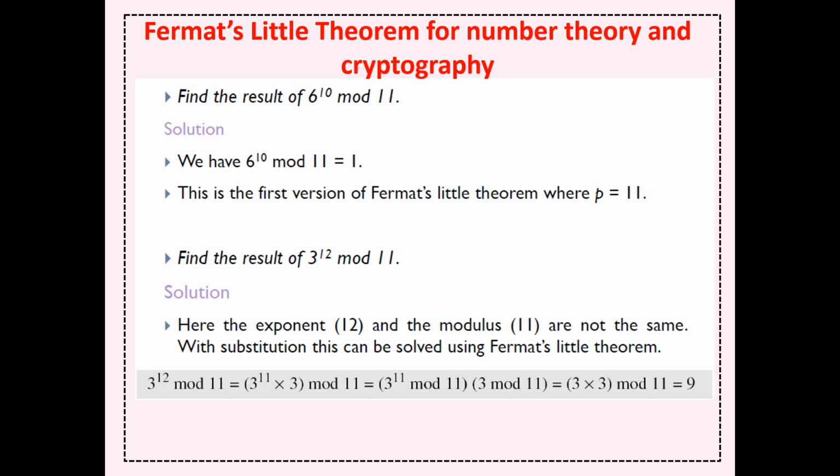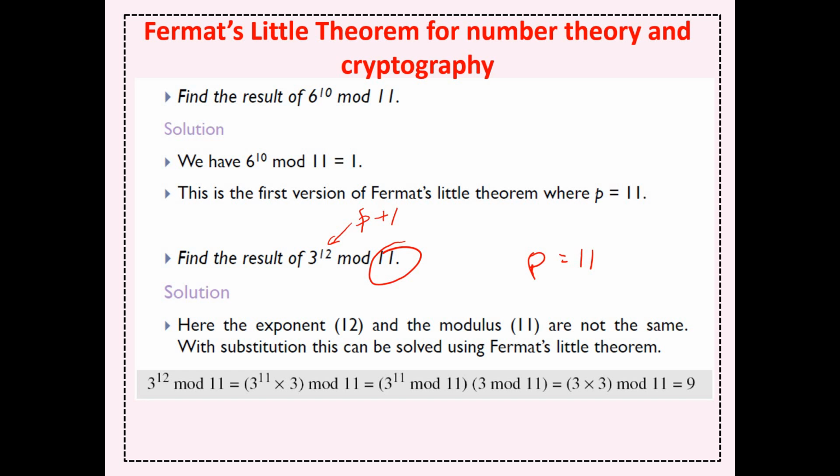Similarly, you can see 3 to the power 12 mod 11. Now, in this case, if you apply the theorem, you can say that it is not actually following correctly. Why? This is P plus 1. Your P is 11 actually. So P is 11, whereas this exponent, which should have been 10, is now P plus 1.